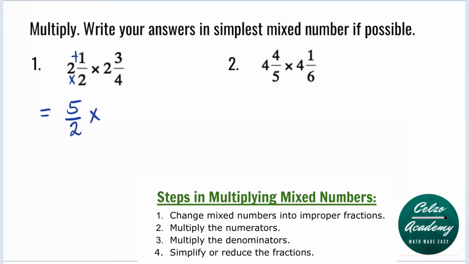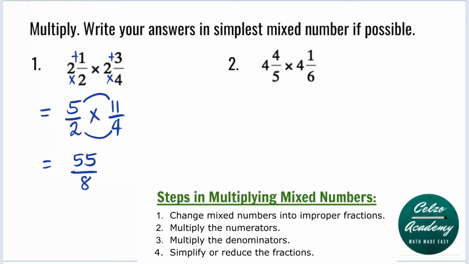Now for the second mixed number, 2 3/4, we multiply 4 times 2, that's 8. 8 plus 3 is 11. So we have 11/4. Next, we will multiply the numerators 5 and 11, that's 55. And we also multiply denominators 2 and 4, that is 8.